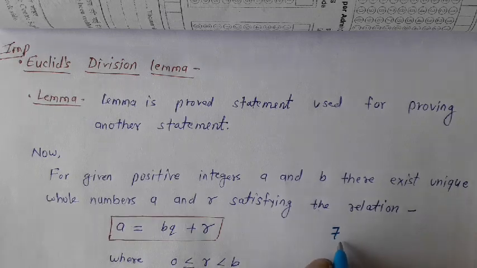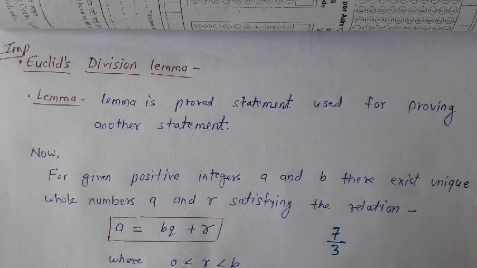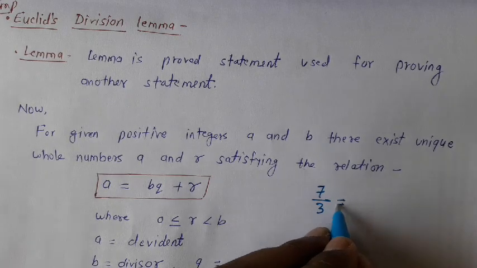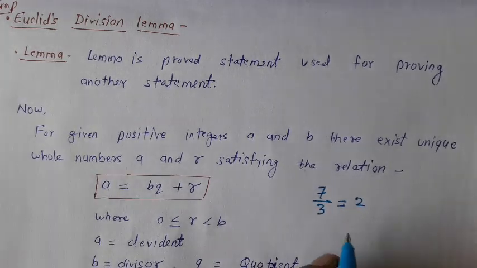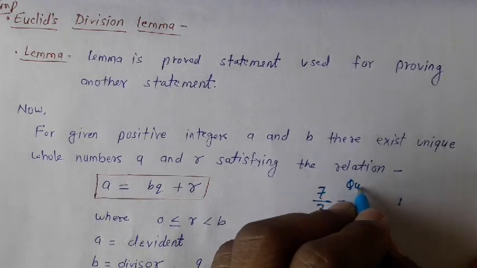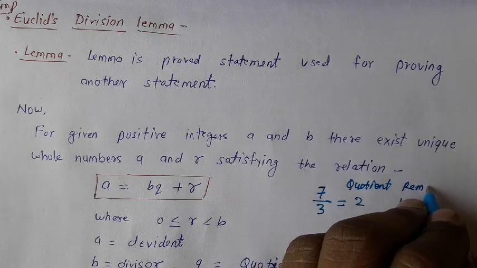We can represent it by 7/3. You can understand it by dividing 7 by 3. So you represent this particular scenario using basic division, 7 divided by 3. Then you get 2 as the quotient and 1 as the remainder.